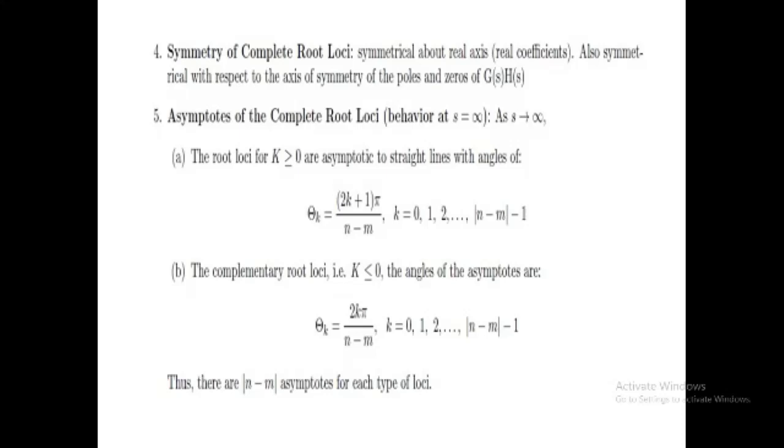For the complementary root loci, that is k less than or equal to 0, the angles of the asymptotes are theta_k equal to 2k pi upon (n minus m), where k is equal to 0, 1, 2, up to the modulus of n minus m minus 1. Thus there are n minus m asymptotes for each type of the loci.